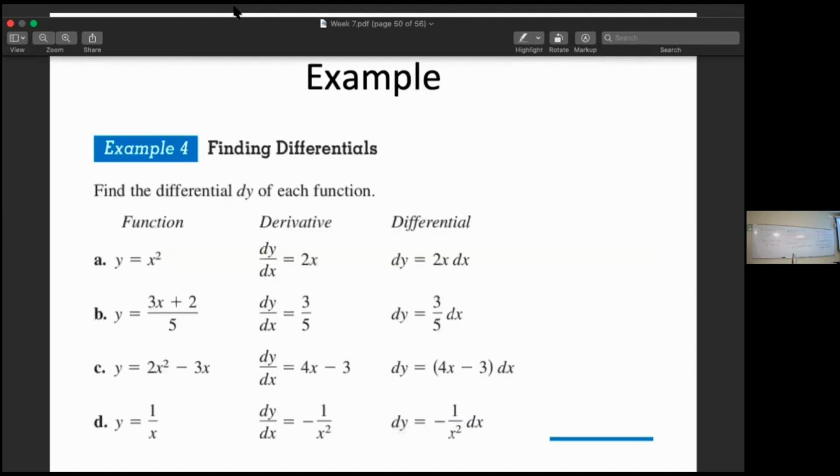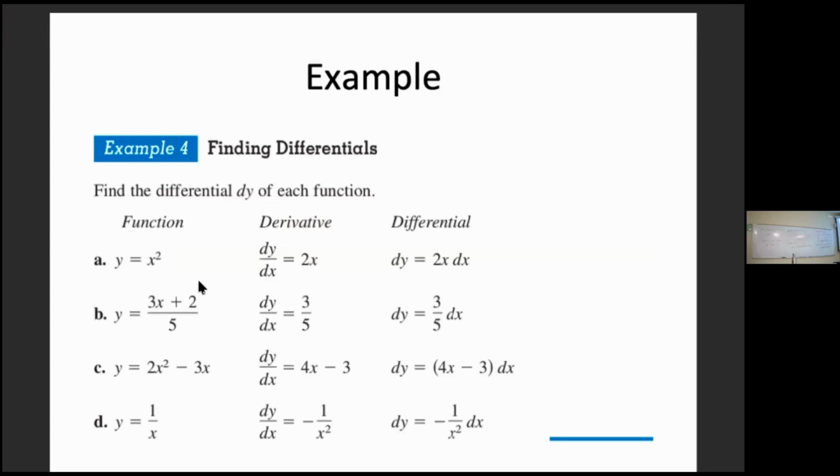But chugging along, some things to be aware of. Let's say we have a function y is equal to x squared. Well, that derivative is 2x, so the differential of y is equal to 2x times the differential of x. And the same rules apply over and over again, right? Nothing's too shocking here. Nothing's revelatory. We're just applying the derivative rules as we should.